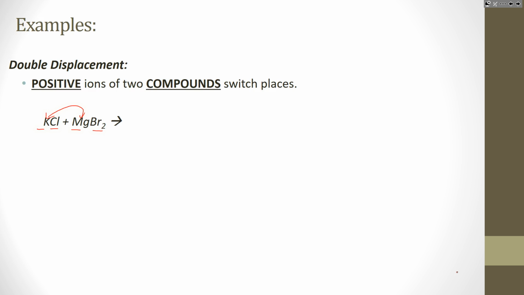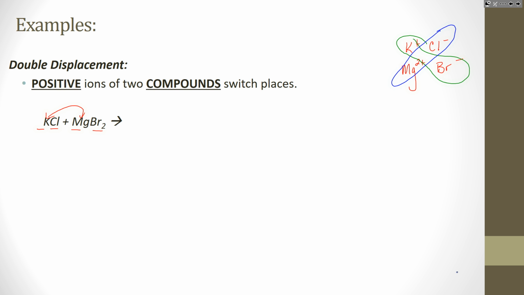Now, off to the side, I would write down their charges. So KCl is actually K+ and Cl-, and MgBr2 is Mg2+ and Br-. So now what we're doing, if you think about it, is putting these guys together, and then putting these guys together.